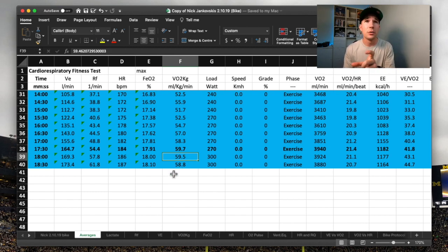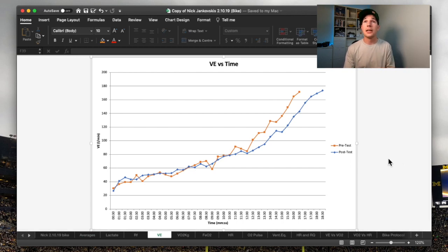So without any further ado, let's have a look at some of those individual responses, the take in, transport, and utilize parts of VO2 max and how they change. And I want to start with ventilation. Remembering back, ventilation is the amount of air we breathe in per minute.